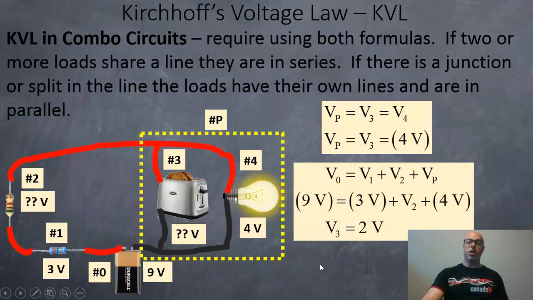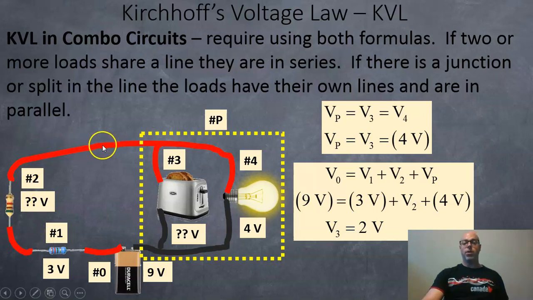In a combo circuit, a little tricky, you have to know when it's parallel, when it's series. So to start off, we start off with electricity flowing from the battery, and it has to go through this resistor. And then it has to go through this resistor. So there's no way to split up the current at this point. So this is definitely a series circuit.